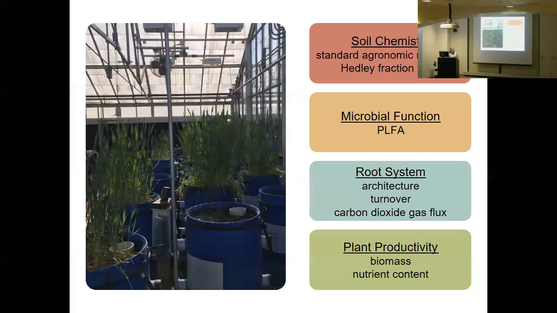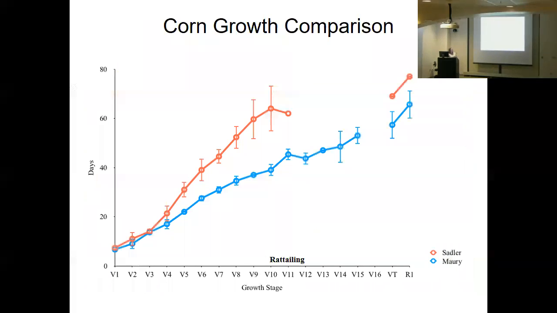So we're collecting a variety of parameters from these systems, including soil chemistry data, microbial function, as well as root system information and plant productivity. But in terms of today's presentation, because we just finished our first growing season, I'll be focusing on our root system information and biomass from the first year.